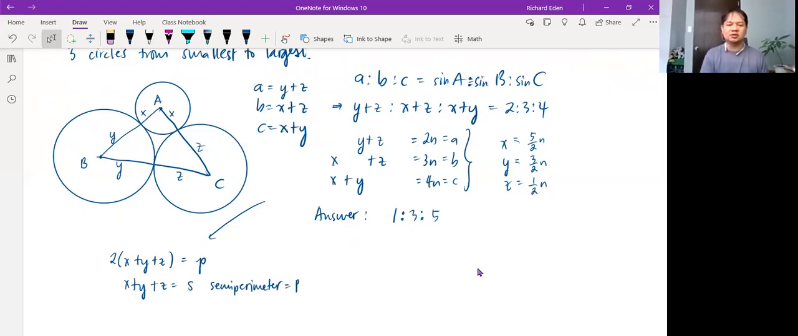So S, which is P over 2. That means X is equal to S minus A, because Y plus Z equals A, and X plus Y plus Z equals S. So X is S minus A. Similarly, Y is S minus B, and Z is S minus C.